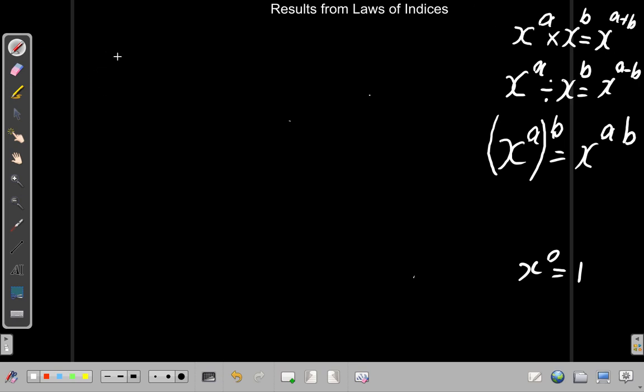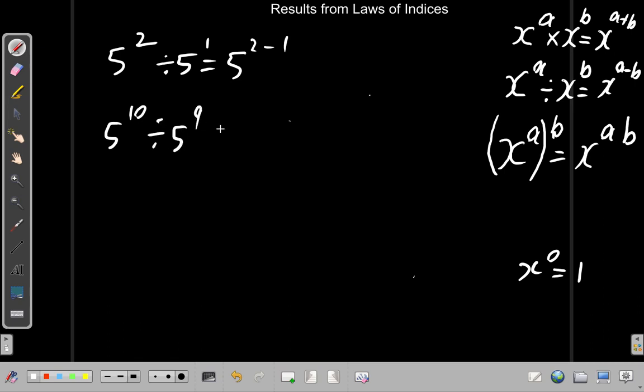for example, 5 raised to the power of 2 divided by 5 to the power of 1. What do you get? It should be 5 to the 2 minus 1. Suppose it's 5 to the 10 divided by 5 to the 9. What you should have is 5 to the 10 minus 9. In each case, you get 5 to the power of 1.